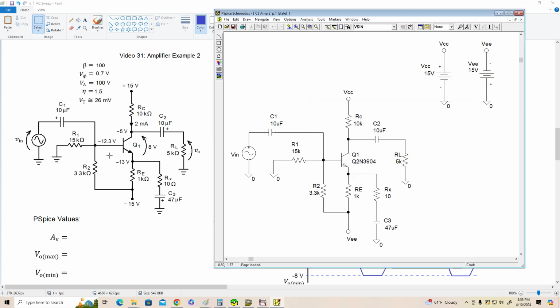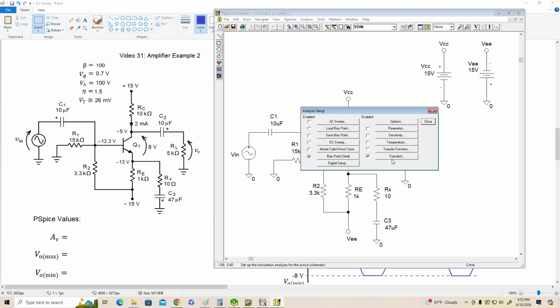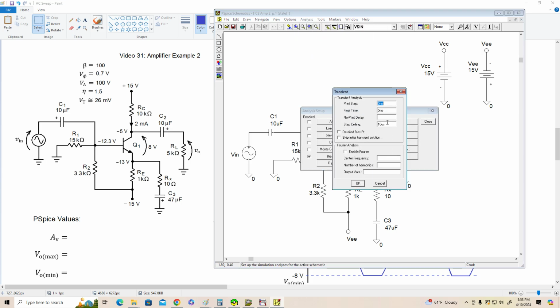Now notice it looks pretty much exactly like the amplifier in the presentation. Okay, so again, I like the way PSpice lets me draw schematics. It's very nice. All right, let's set up our analysis here. We're going to do a transient analysis first, and we're going to run it for 5 milliseconds, and we're going to use a 10 microsecond step ceiling so we get a nice smooth oscilloscope waveform out of this thing.